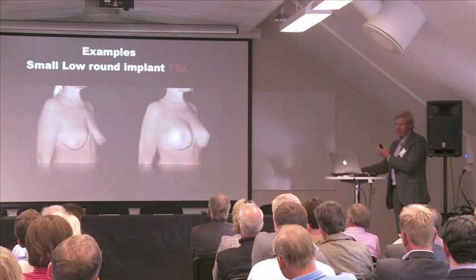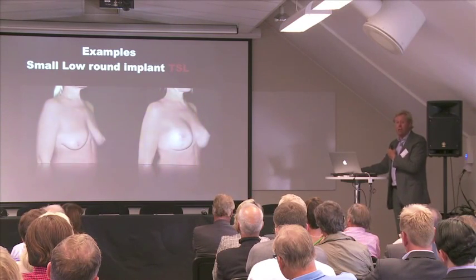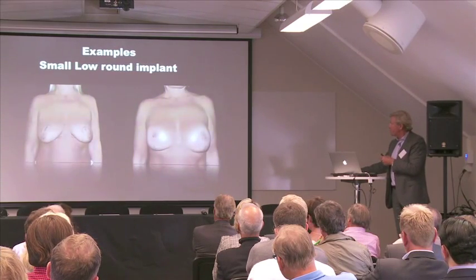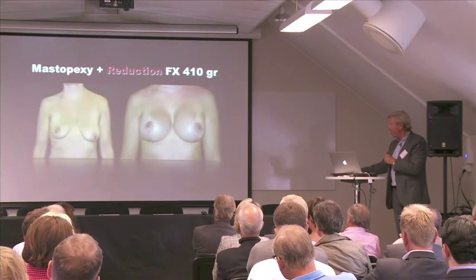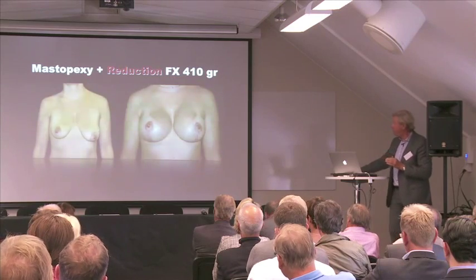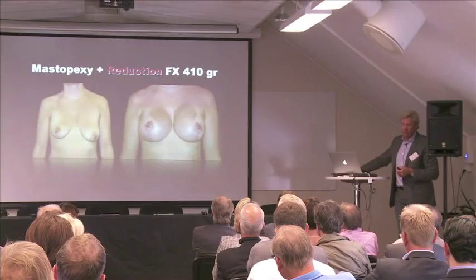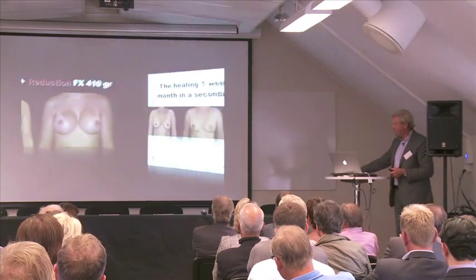I use a TSL, a very low projecting implant, just 2 centimeters, to produce that long-term upper pole roundness. Small reduction at the same time. So this is a small round implant. Or as here, there's a bigger breast on the one side, same implants on both sides, FX410, but reduction on the left side at the same time. So it can be not just a mastopexy, it could also be a reduction.